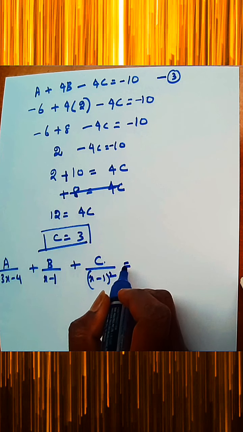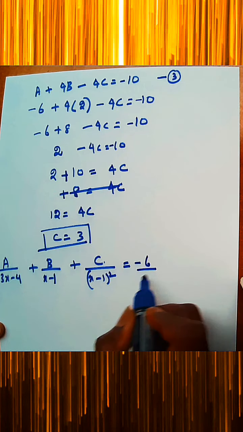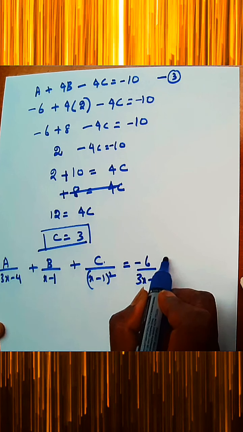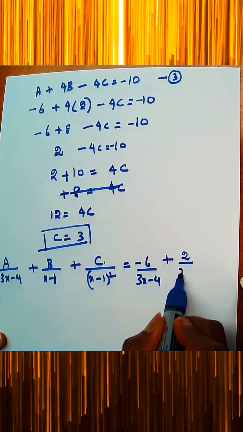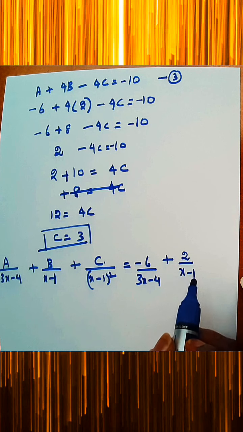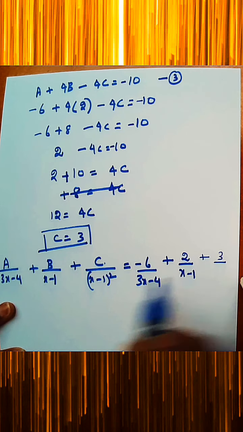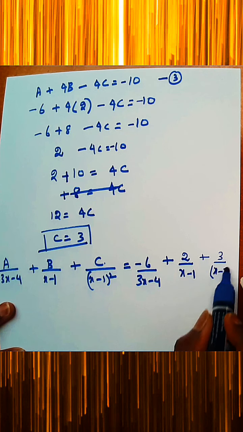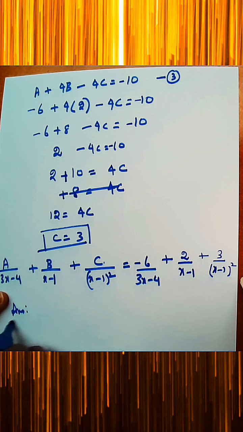So what is the a value we got? The value of a is negative 6, right? So negative 6 divided by 3x minus 4 plus, what is the value of b we got? 2. Very good. 2 divided by x minus 1. The value of b is 2, right? And c is plus 3 divided by x minus 1 the whole square. This is the answer.